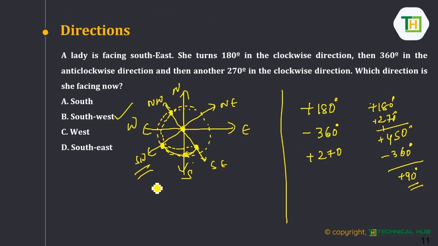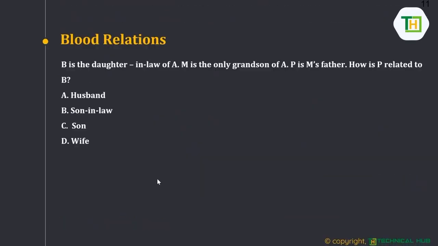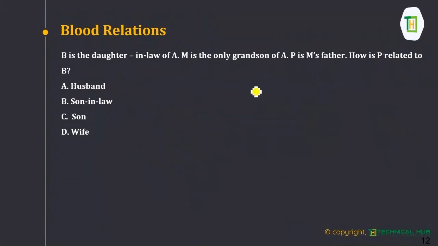Coming to the next one, B is the daughter-in-law of A. Suppose A is in this place. B is the daughter-in-law of A means A has one son, and that son's wife is B. Here B is female, taken as minus. So A has one son, the son's name is not given.